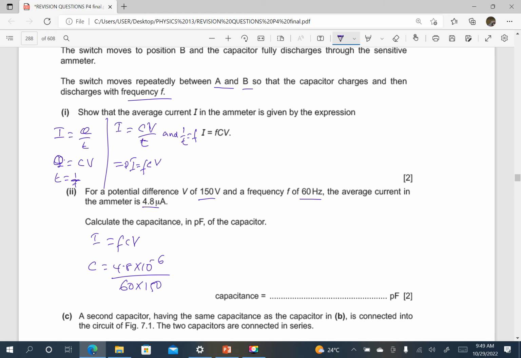So this is actually 5.33 times 10 power negative 10. It is in farads. So I have to change this to pico by dividing by 10 power negative 12 to change it to picofarads. And this is giving me 533. So this is 533 in picofarads. I will just write 530 in picofarads.